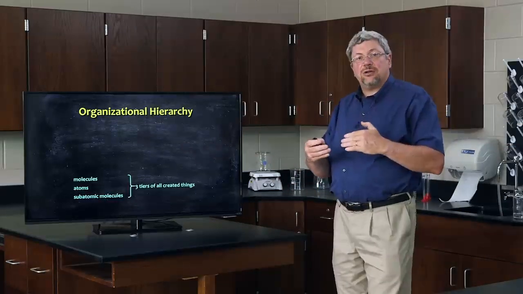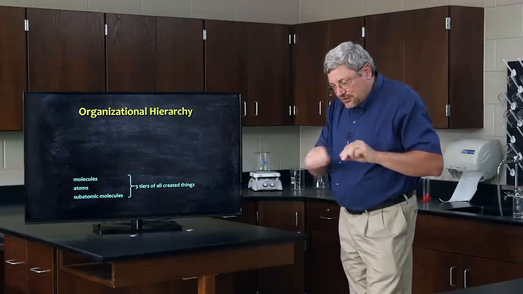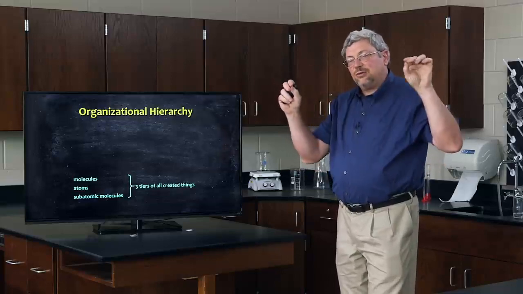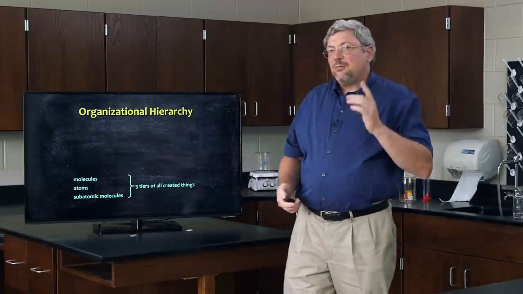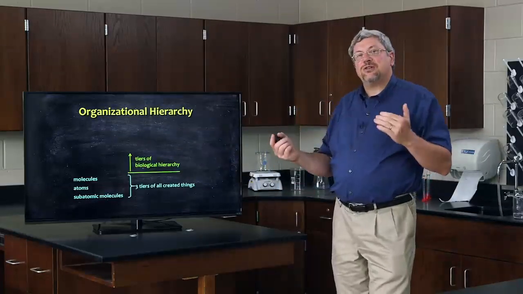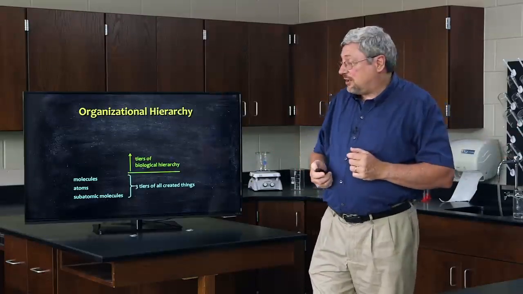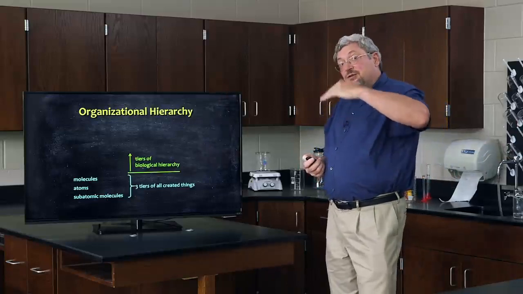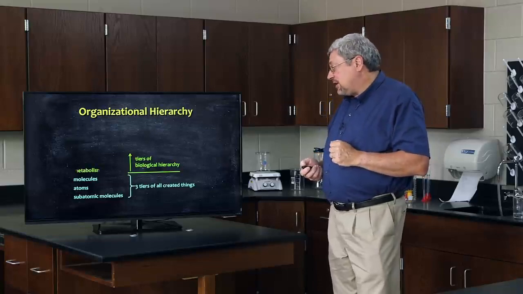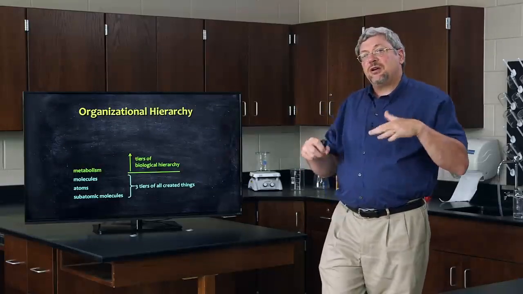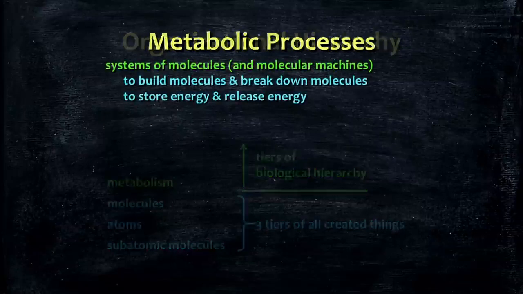These are three tiers of hierarchy. Three levels of hierarchy, from subatomic particles to atoms to molecules. There are three tiers of hierarchy that are found in every created thing. Biology adds more tiers of hierarchy, more complexity than is found in the non-biological world. And in fact, there's a number of tiers, and we're going to step our way through the tiers of hierarchy in biology. We're going to begin with arguably the lowest tier of organizational hierarchy, and that is metabolism.